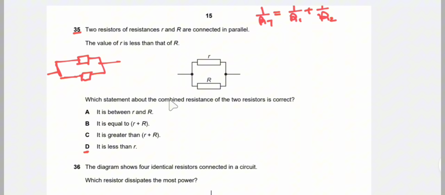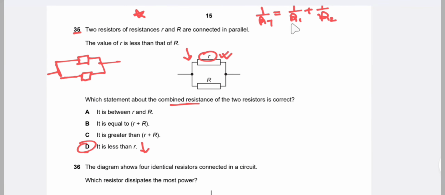And what would be the combined resistance? This is an important point: the combined resistance is always less than the lowest resistance. For the two resistors, the resistor that has the least resistance is small r. So the combined resistance has to be less than the least resistance, that is, less than small r.